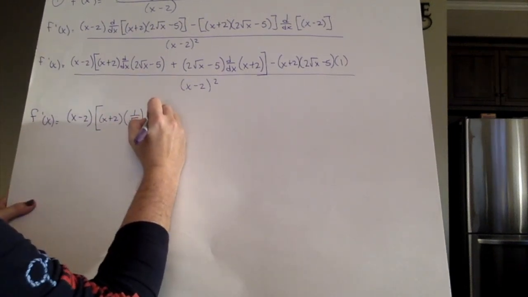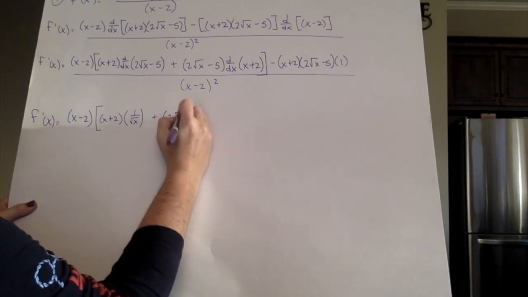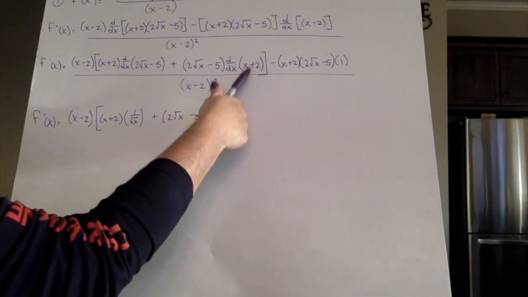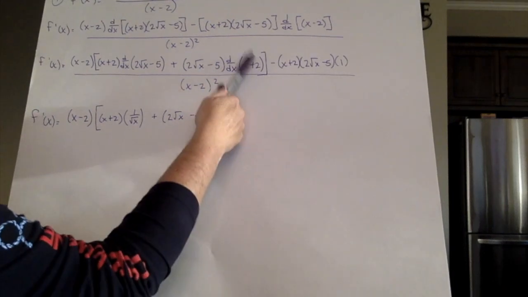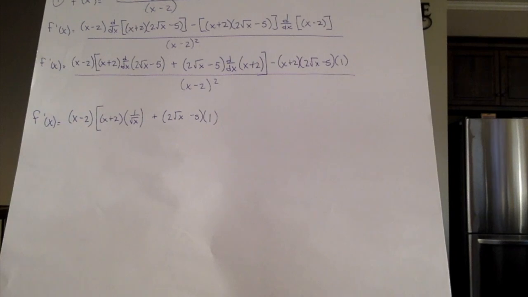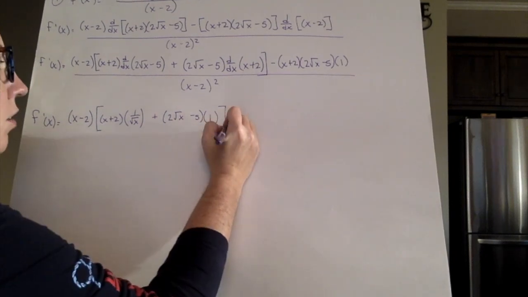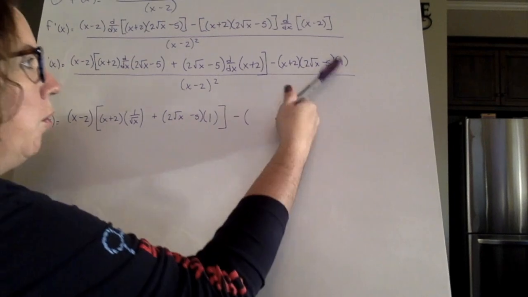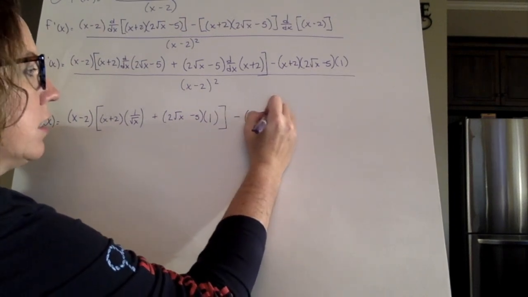Then we'll have plus 2 square roots of x minus 5 times the derivative of x plus 2. The derivative of x is 1. The derivative of 2 is 0, so that's just 1. So that turns out not quite so bad. Minus, now eventually, let's just leave it like this for now. 1 times all of this is just going to stay as this.